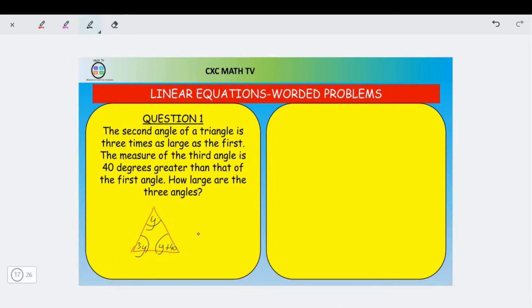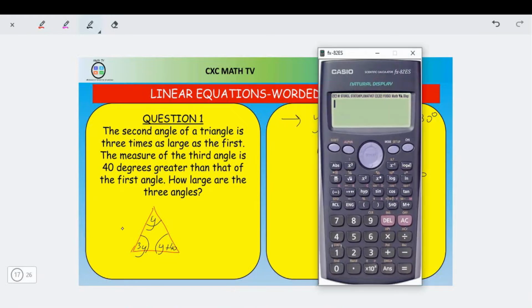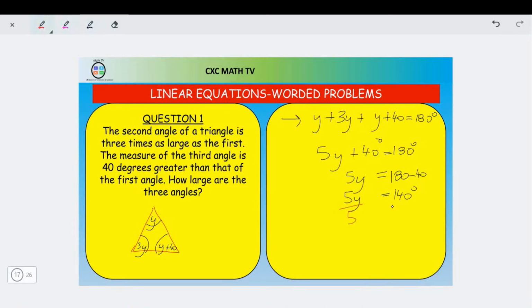But what do we know about a triangle? All the angles add up to 180. So that means we can say y plus 3y plus y plus 40 is equal to 180 degrees. And so y plus 3y plus y is 5y plus 40 equal to 180 degrees. Bring the 40 to the other side, we get 180 minus 40 is 5y. And so now 180 minus 40 is 140 degrees. That's 5y. And so now you just divide 140 by 5, and we get 28 degrees. So y ends up being 28 degrees.